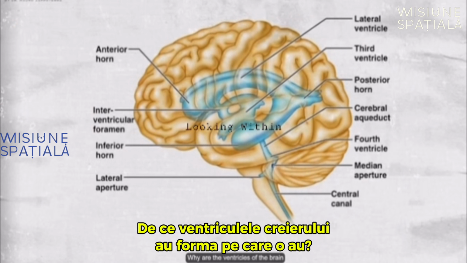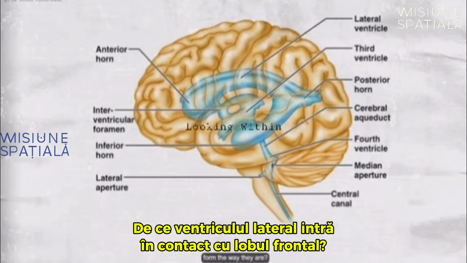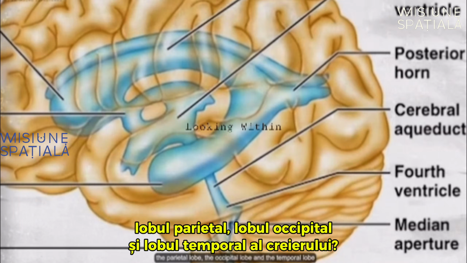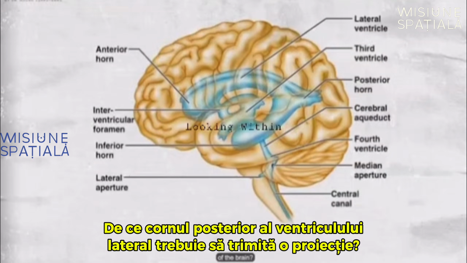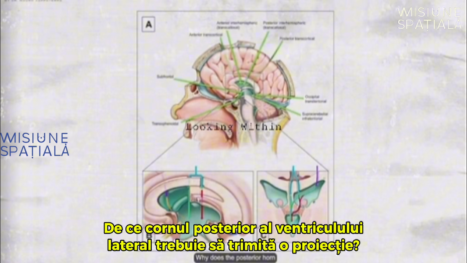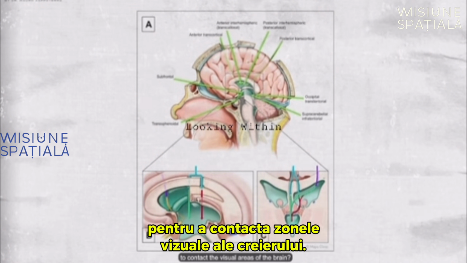Why are the ventricles of the brain formed the way they are? Why does the lateral ventricle make contact with the frontal lobe, the parietal lobe, the occipital lobe, and the temporal lobe of the brain? Why does the posterior horn of the lateral ventricle need to send a projection to contact the visual areas of the brain?